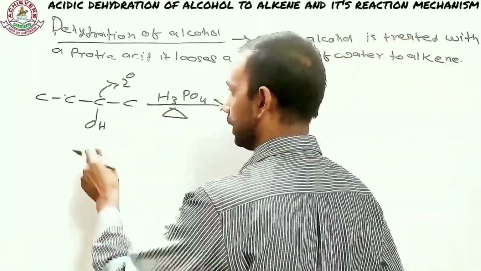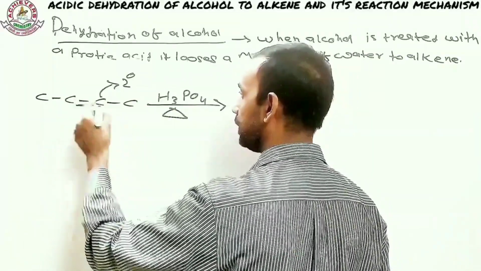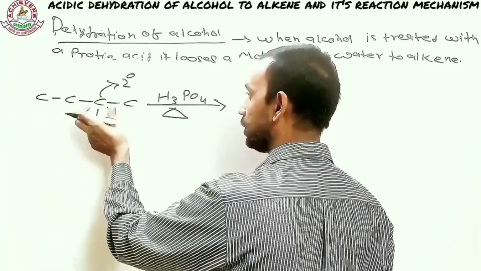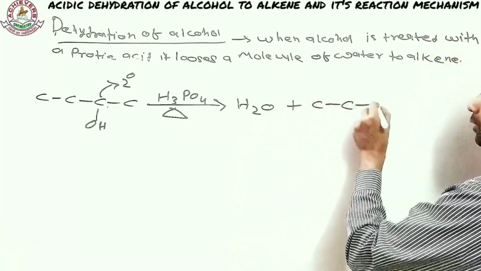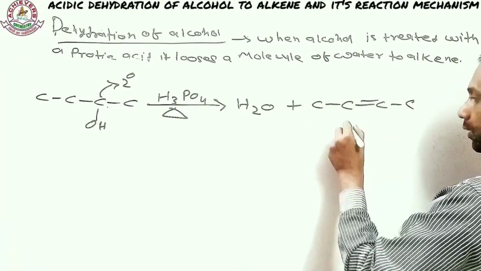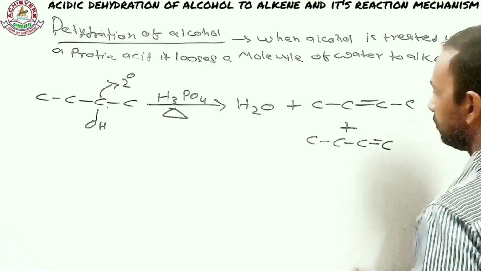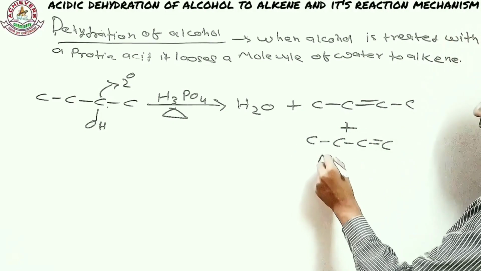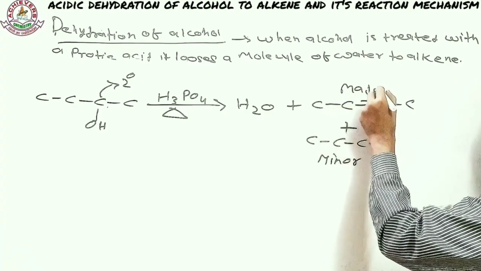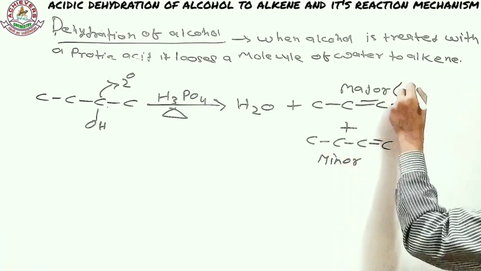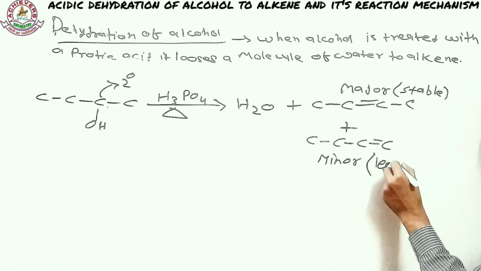So what will happen? There is a problem in that it will produce 2 results. The double bond is going to be either here or here, because there are 2 possibilities of the product. So one is going to be H2O and the other is going to be this one, and another one is going to be this one. Now, the important thing is that this is a minor product. Why is it minor? Because it's unsymmetrical, and this one is a major product because it is more stable, and this is less stable.